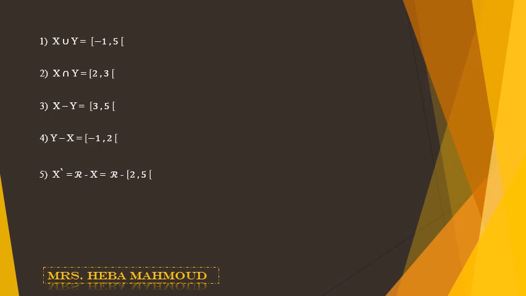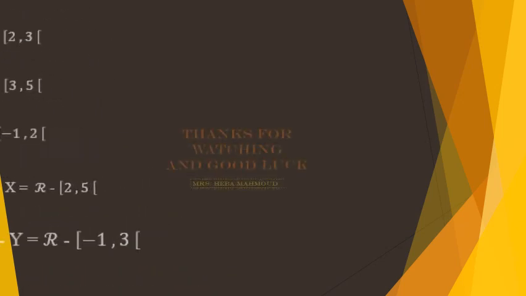Number 5, x complement means all real numbers except x. So it will be R difference x, which is 2 closed and 5 open. And then y complement equals R difference y, which is R difference the interval of y, -1 closed and 3 open.